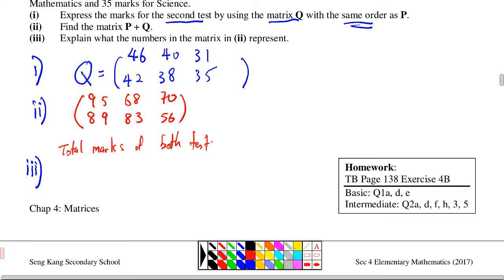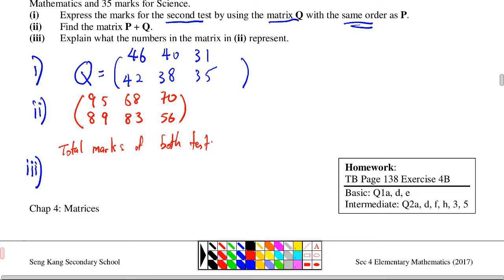Really? A lot. Again, total mark of both tests. I add 2 marks together into 1 mark. Am I correct? It cannot be 3. But it cannot be 6 marks. It cannot be 6 numbers here. So is this correct? Wrong. But it's fine. This is the first time we are trying to explain numbers. Let's try to explain numbers correctly.